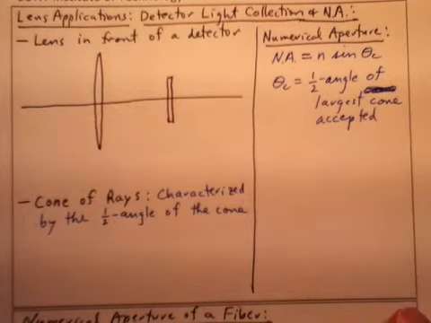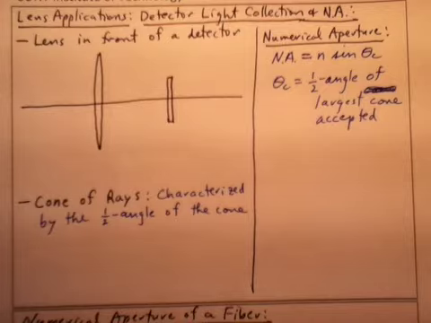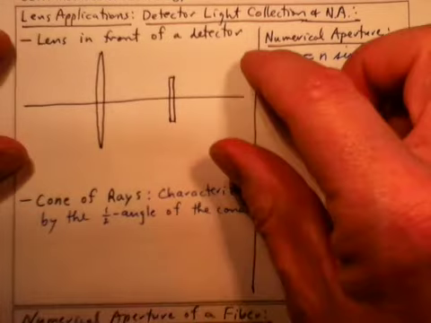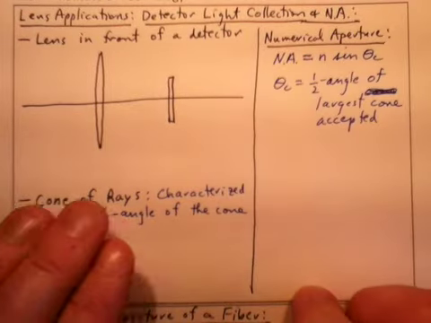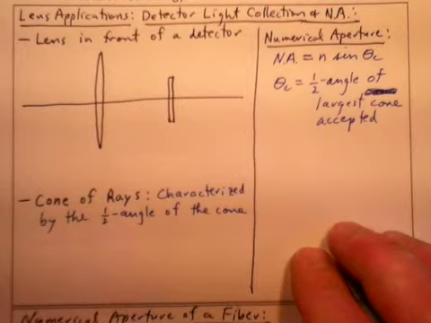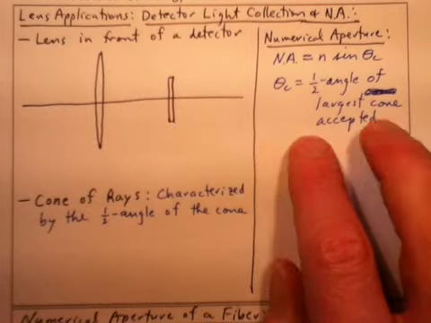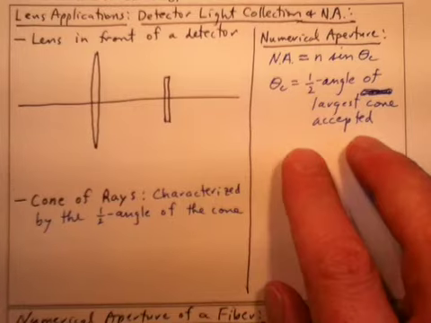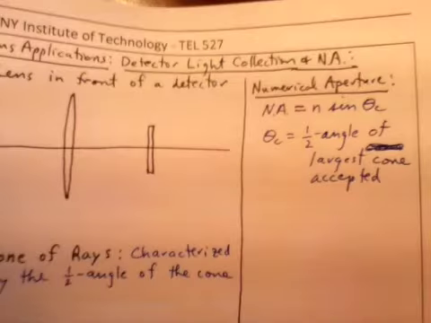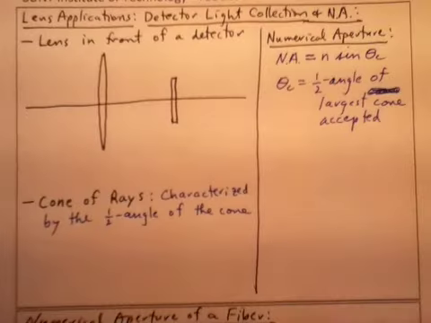Okay, I'd like to give you a couple slides here about some important applications of lenses. The first one will be a lens in front of a detector. In showing this example, it'll allow me to talk about a cone of rays, and it'll also allow me to define the numerical aperture. Numerical aperture is a big, important concept in our fiber optic systems as we talk about the properties of fiber. And in the second slide, I'll actually derive the equation for the numerical aperture of a fiber.